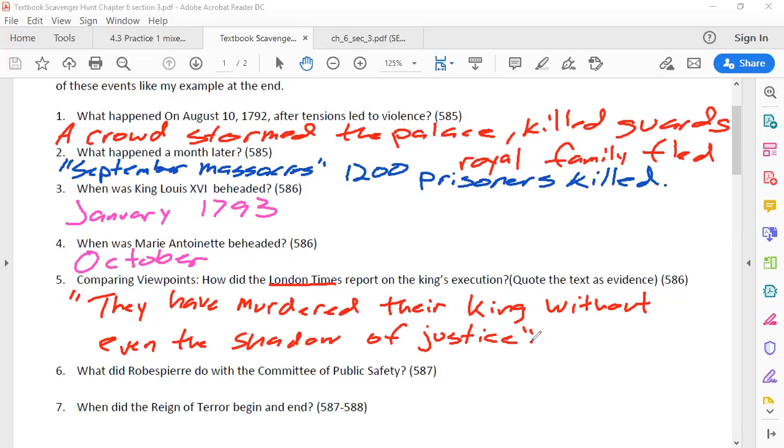Question number 6 asks, what did Robespierre do with the Committee of Public Safety? This was a tricky question. I had trouble getting the wording right on this question. But what did he do with the Committee of Public Safety? Well, for one, he was the leader of it. And he also orchestrated, he began the Reign of Terror.